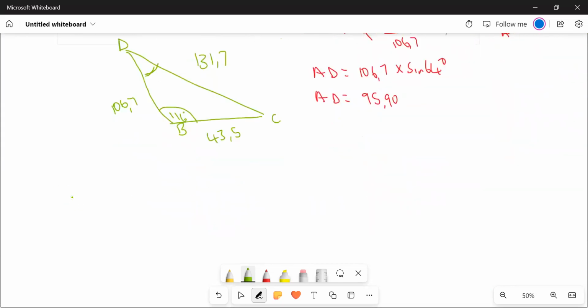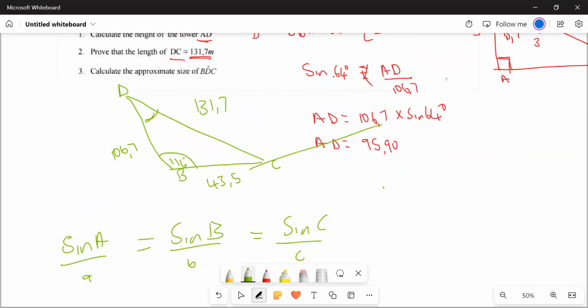What does the sine rule say? The sine rule says you are going to have the sine of A all over A, which is equivalent to the sine of B all over B, which is equivalent to the sine of C all over C. Remember, it doesn't necessarily mean we're always going to have A and B. What is important is this: if I have capital A here, I'm going to have small letter a. If I have B, I'm going to have small letter b.